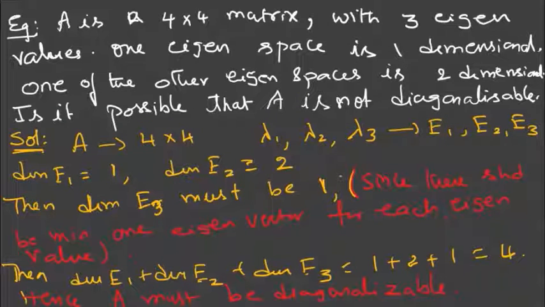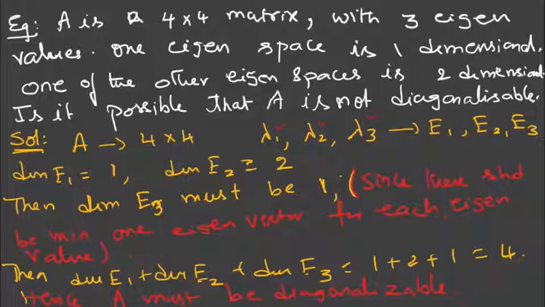Another example. A is a 4 by 4 matrix with three eigenvalues. One eigenspace is one-dimensional. One of the other eigenspaces is two-dimensional. Is it possible that A is not diagonalizable? So here you are given a matrix of order 4 by 4, and it is given three eigenvalues, lambda 1, lambda 2 and lambda 3.